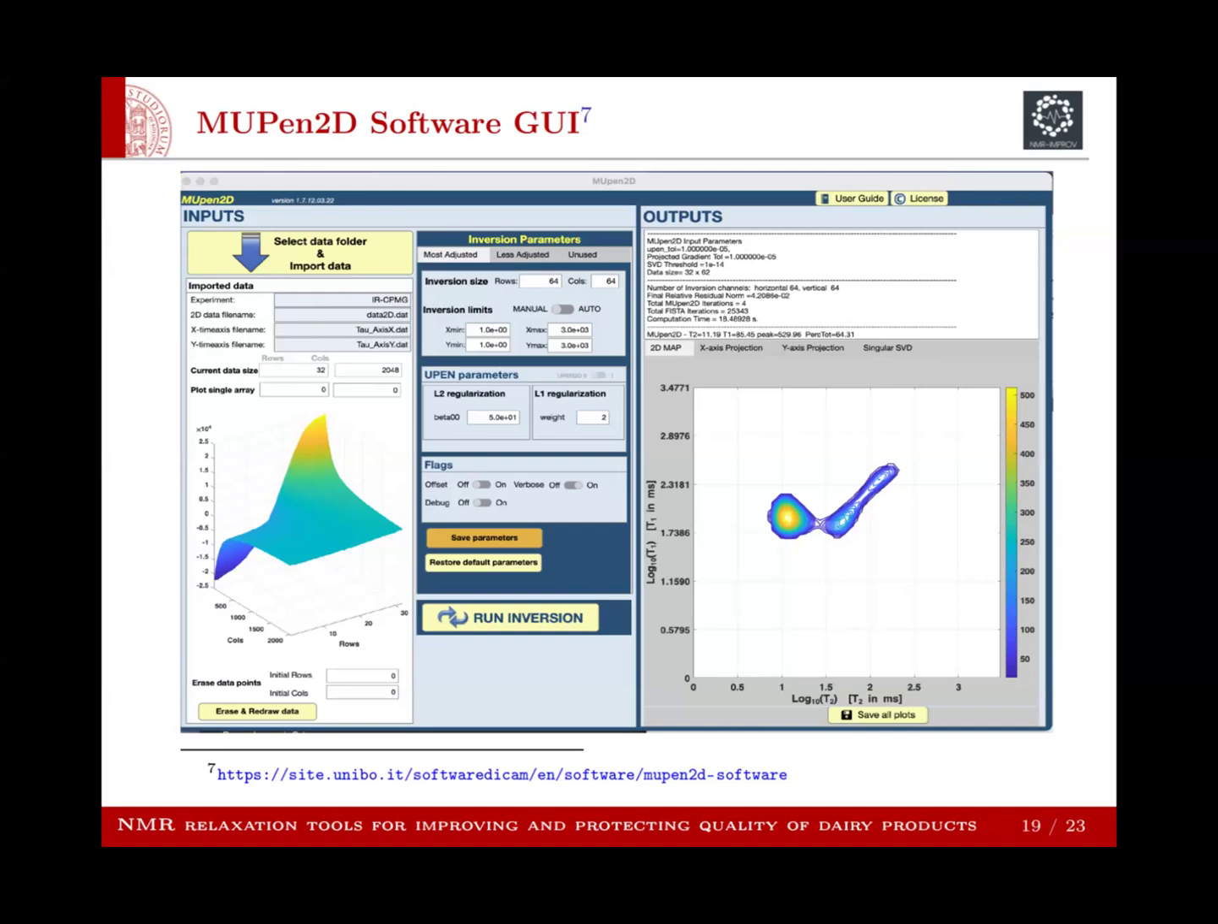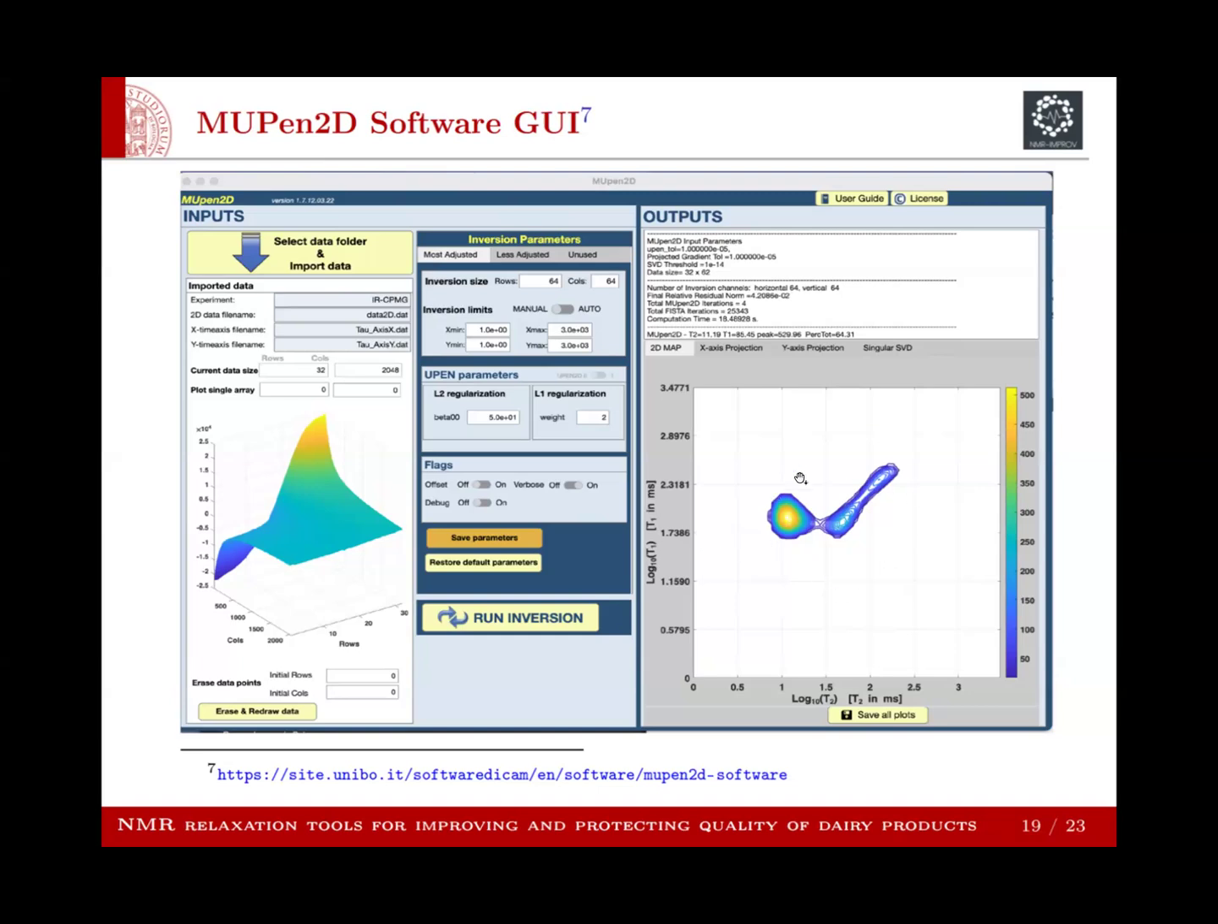It works more or less in the same way, in the sense that you have to select the data folder and import the data. The data folder is organized with the 4 files that I told you before. Of course, the difference is that in this case, the data came from another experiment. So you will have a matrix with the IR and CPMG experimental signals. When you load the signal, you have on the left the experimental signal, and you can run the inversion, and on the right you have the results.